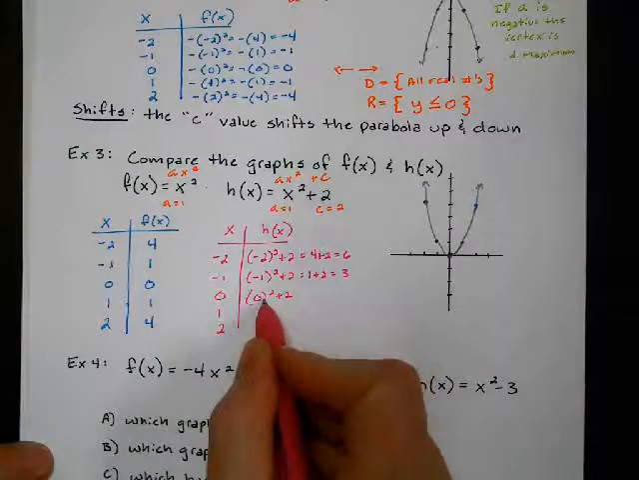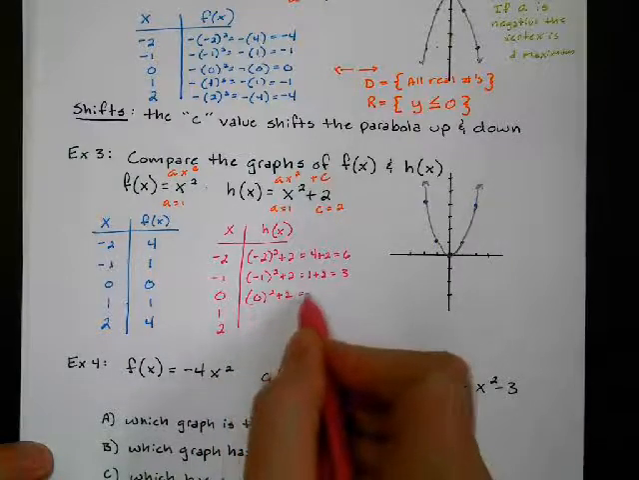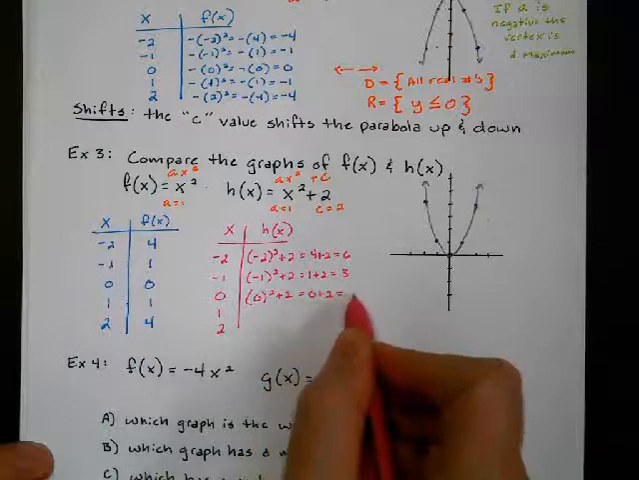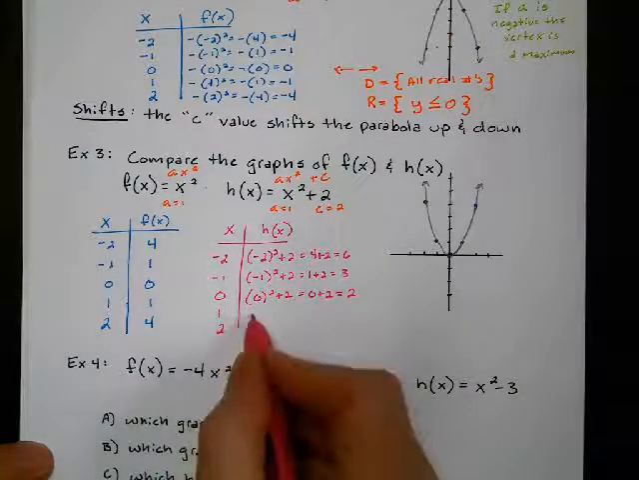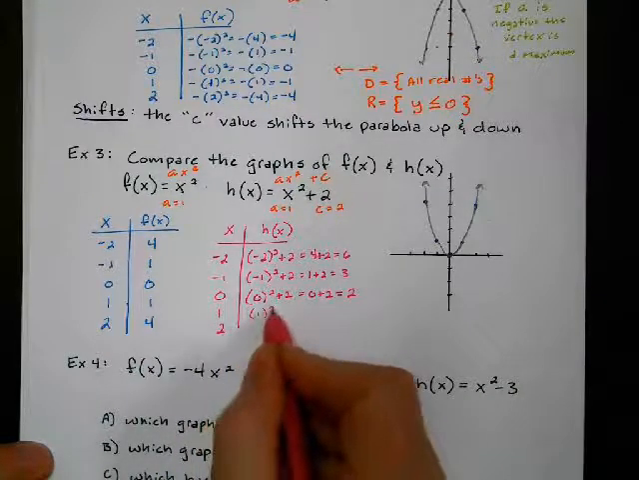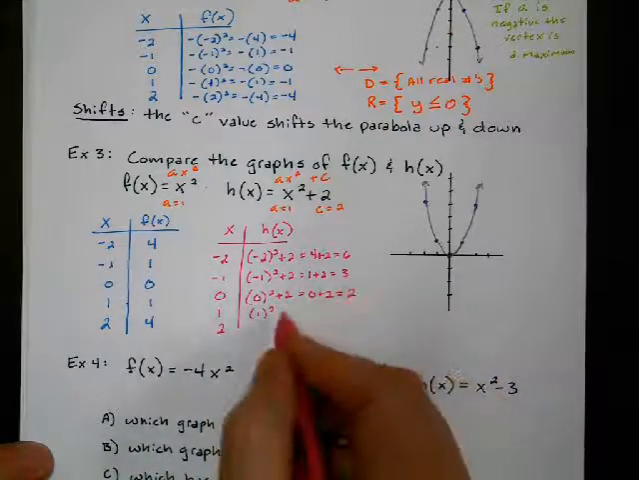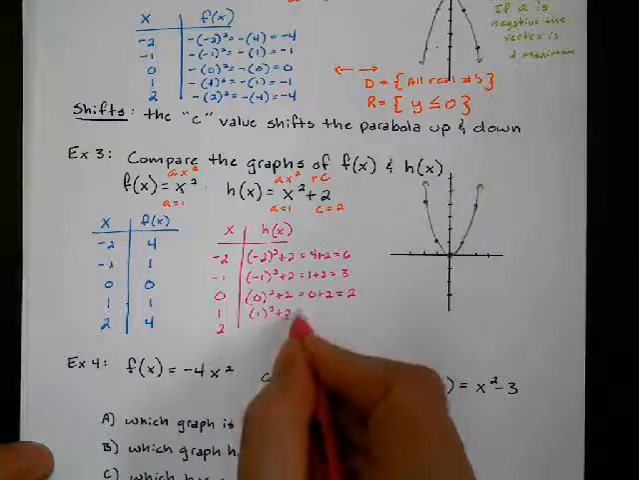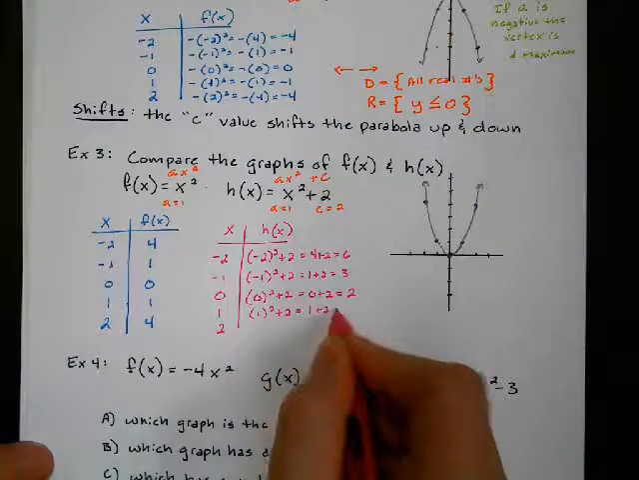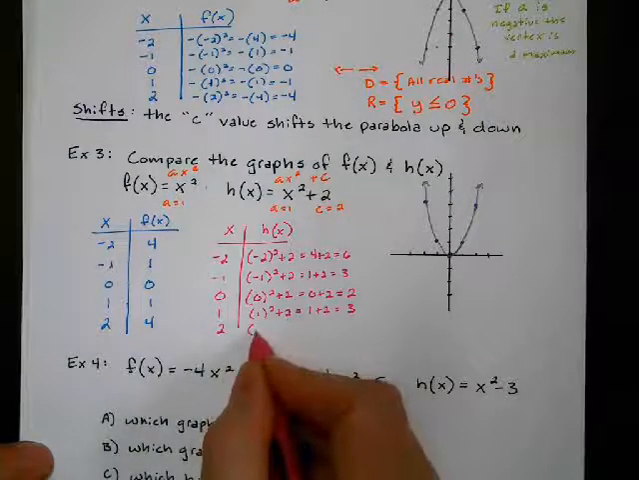For this one, I plug in 1, and it's going to be the same as this one, because remember, these are mirror images. So I do 1 squared plus 2, which is 1 plus 2, which is 3. Then I plug in 2. 2 squared is 4, plus 2 is 6.